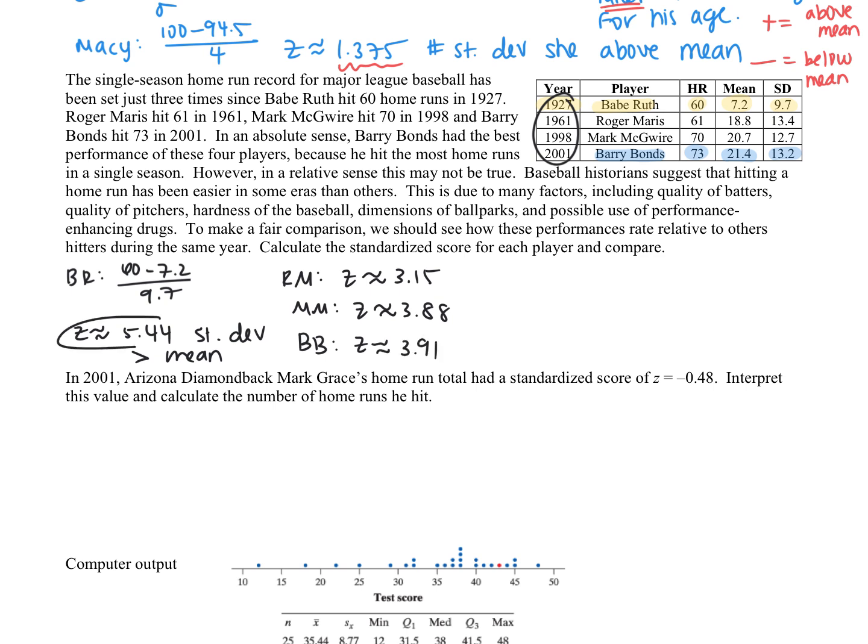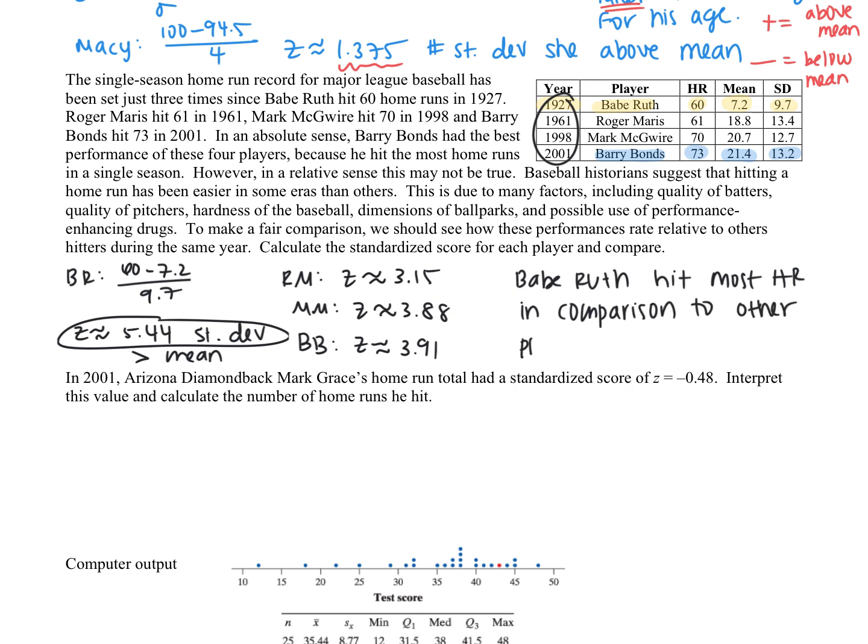Okay, so Babe Ruth had the highest z-score. So while his home run average wasn't the highest, what this tells us is that Babe Ruth hit the most home runs in comparison to the other players in 1927. So while Barry Bonds has the record for 73, Babe Ruth's record really was the most impressive or the most unusual.